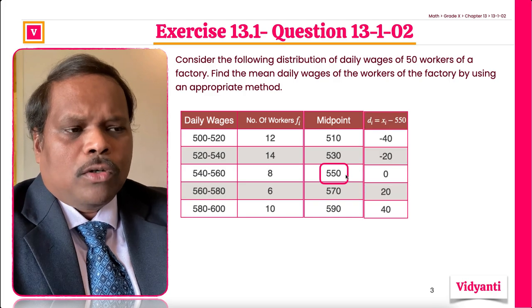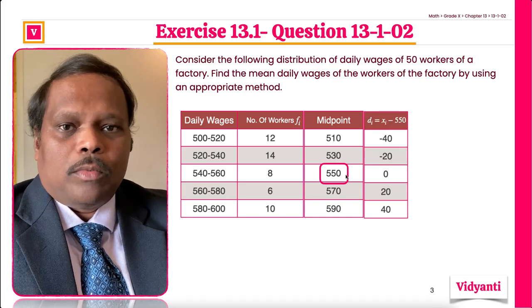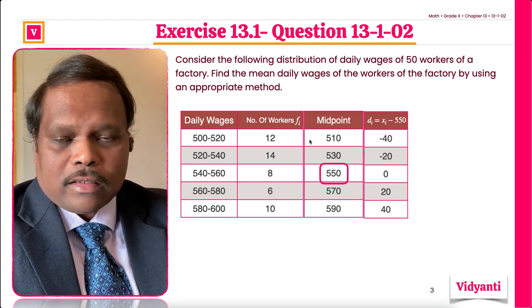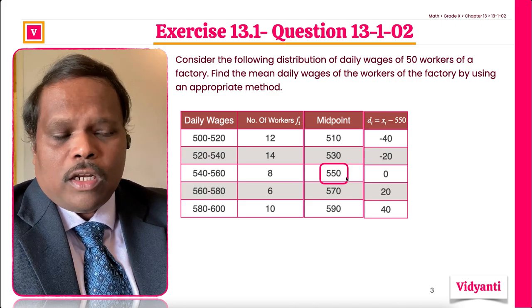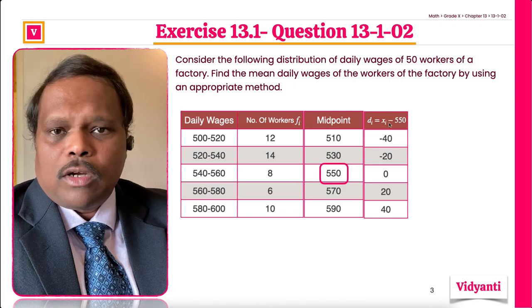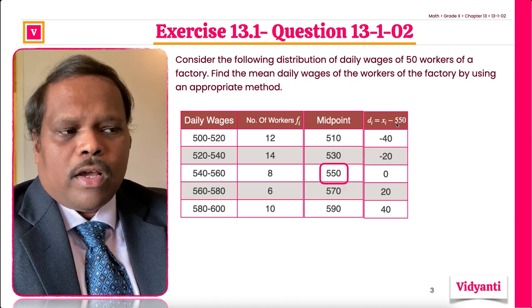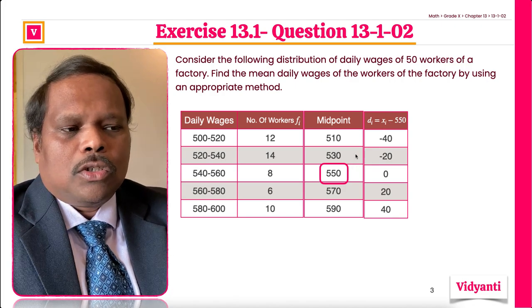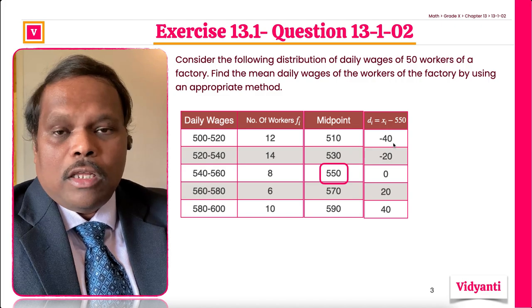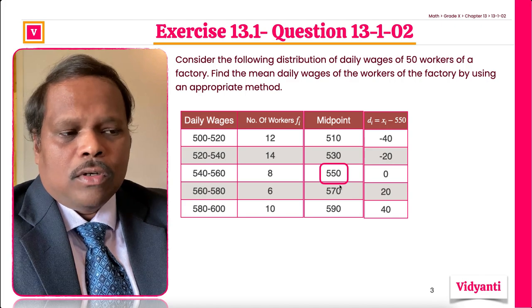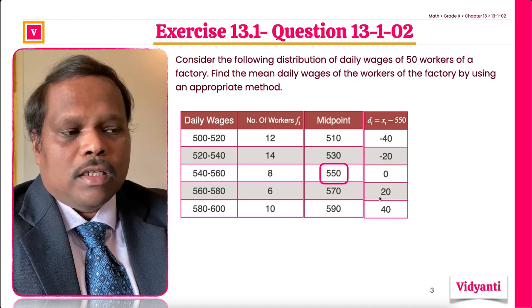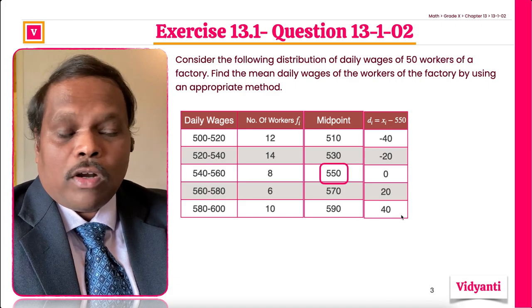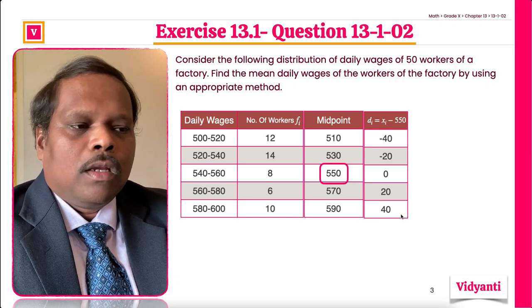And now we are going to calculate deviations from this mean. This particular class, this 510, is minus 40 from this 550. And what is the governing formula? Individual value minus the assumed mean. So this 510 is 40 below. This 530 is 20 below. That's why negative. This 550 is at par, 0. And this 570 is 20 surplus. 590 is 40 extra surplus.